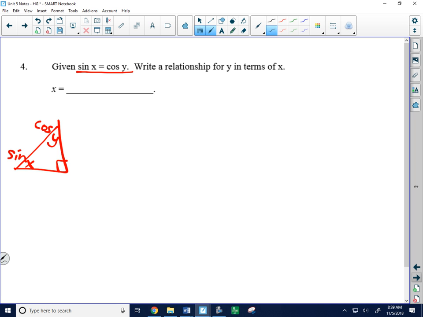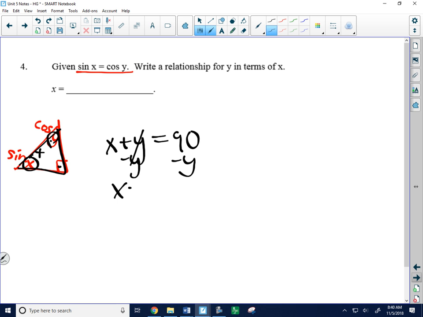All they want you to do is say, well, x and y are the angle measures. They're actually inside. We've used 90, so x and y together must equal 90. This is going to be the same as the 90 minus theta thing. So x plus y equals 90. What is x then? You just subtract y, and it would be 90 minus y.